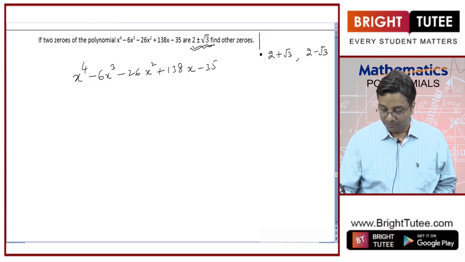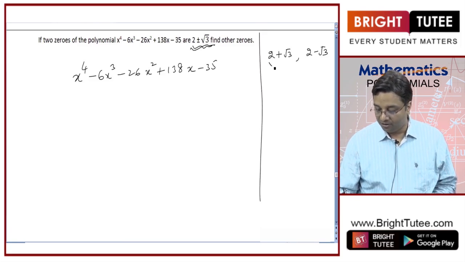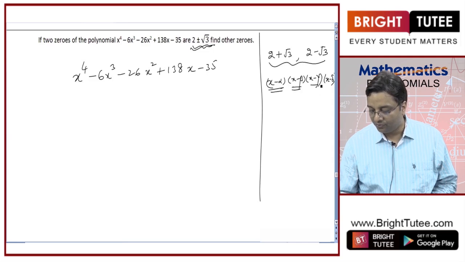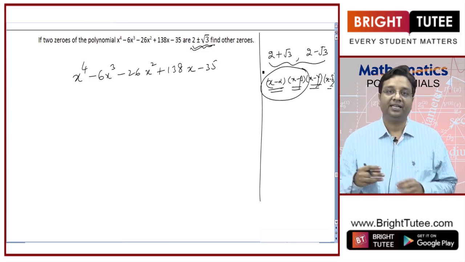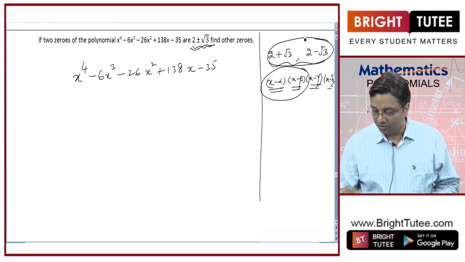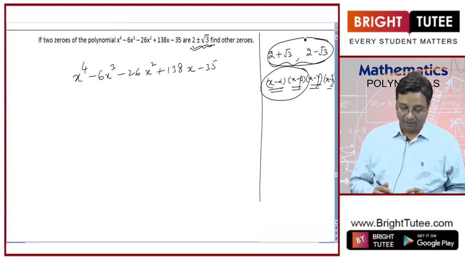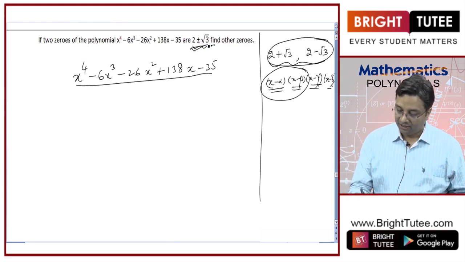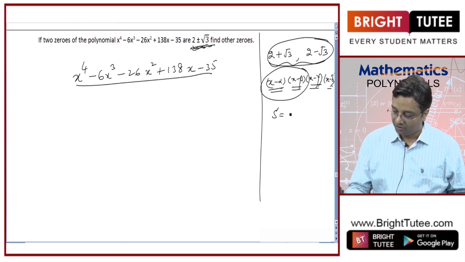So if I ask you, how did these 2 zeros come? Because this biquadratic can be written as x minus alpha, x minus beta, x minus gamma, x minus delta, let's say, right? It can be factorized into 4 linear factors, and these two linear factors, if clubbed, will give me a quadratic polynomial. If I make a quadratic polynomial from these two zeros, that quadratic polynomial will be a factor of this biquadratic, right?